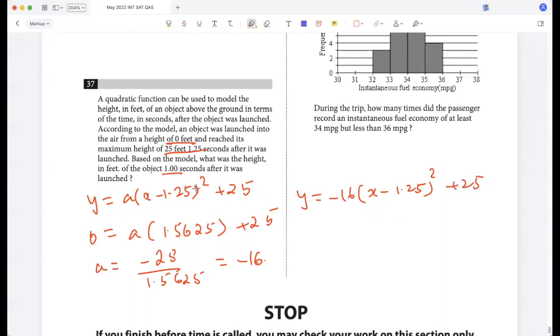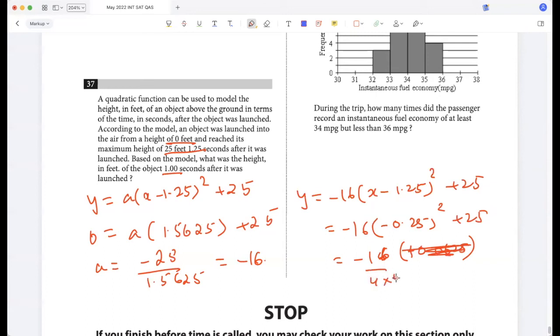So when x is 1, what is y? So minus 16 times negative 0.25 squared plus 25. So minus 16 times 0.0625. Sorry, plus, because it's this. Actually, I'll just work with fractions. So minus 16 times 1/16, plus 25. So 24. Okay.